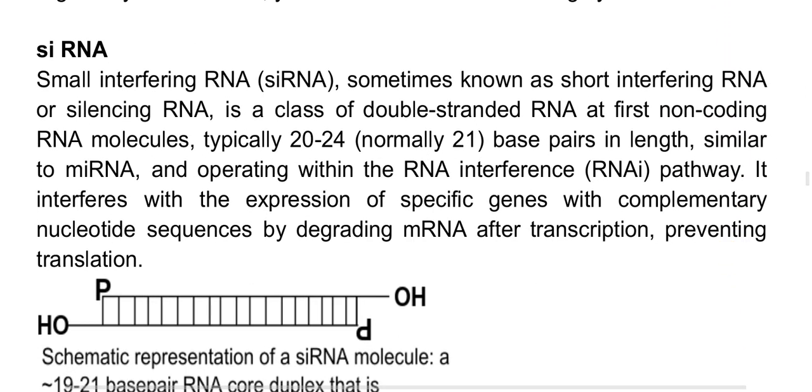Small interfering RNA, sometimes known as short interfering RNA or silencing RNA, is a class of double-stranded, non-coding RNA molecule, typically 20 to 24, normally 21 base pairs in length, similar to miRNA, and operating within the RNA interference pathway. It interferes with the expression of specific genes with complementary nucleotide sequence by degrading mRNA after transcription, preventing translation.